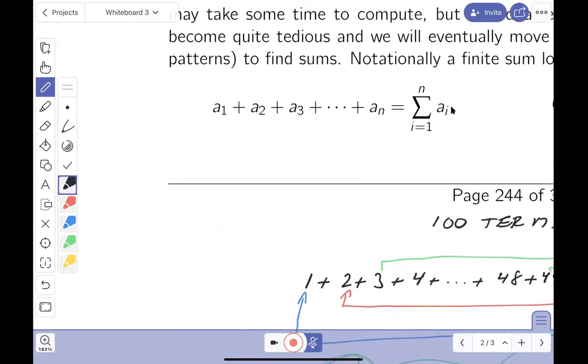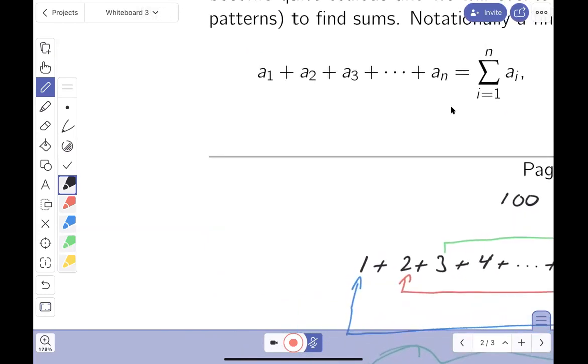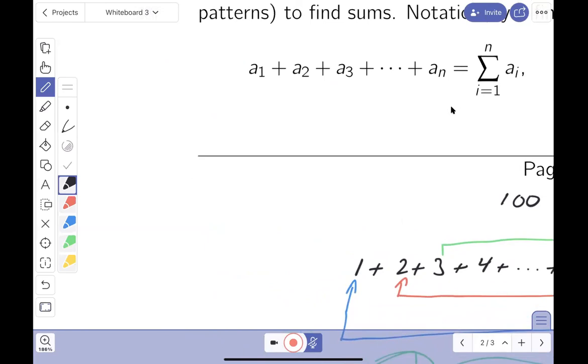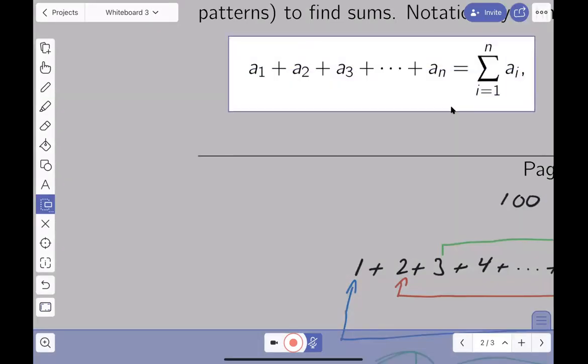All right, let's talk about notation. And I know it's trouble. I do know it's trouble. So I'm going to pull it on the side now. We're going to talk about this guy right over here.